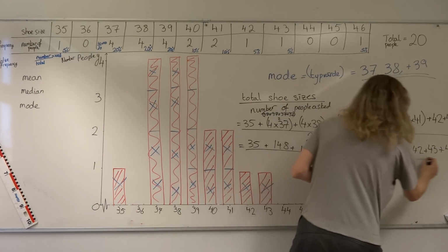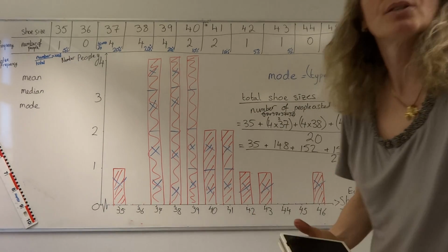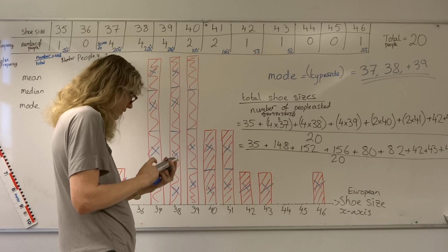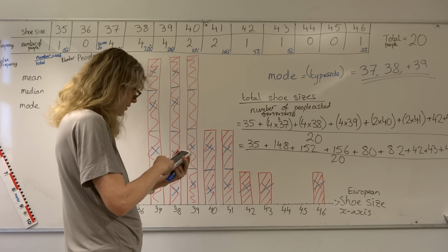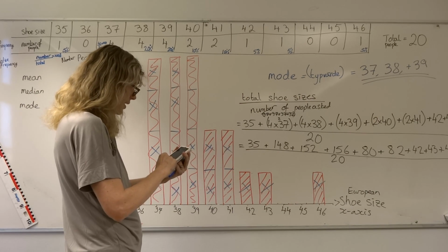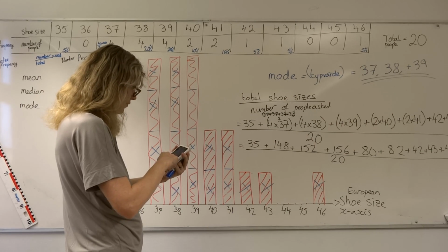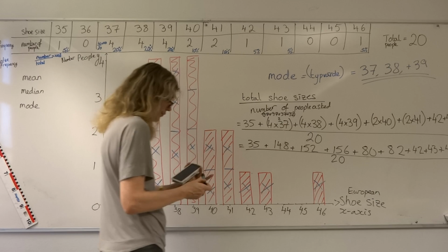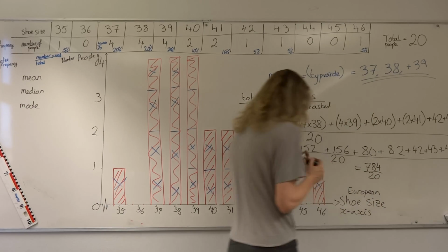All divided by 20. And now we're getting a bit lazy and it's a bit late in the day, so let's just cheat a little bit here and get our calculators out. So we have 35 plus 148 plus 152 plus 156 plus 80 plus 82 plus 42 plus 43 plus 46. 784 divided by 20. Am I happy?